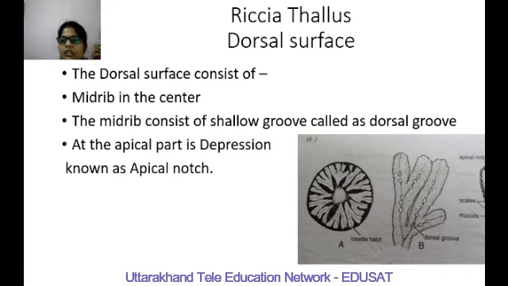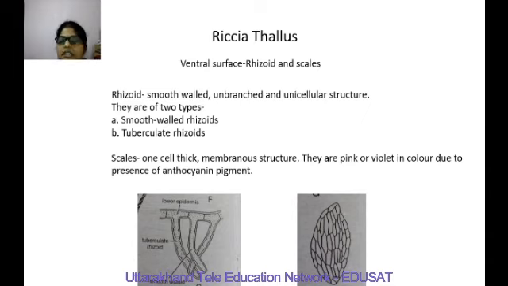So let's see the ventral surface. The ventral surface consists of rhizoids and scales. The rhizoids are unbranched, unicellular structures. There are two types of rhizoids, smooth-walled rhizoids and tuberculated rhizoids. In diagram G you can see that from the lower epidermis arise the two different types of rhizoids.